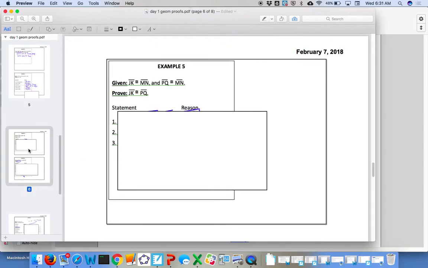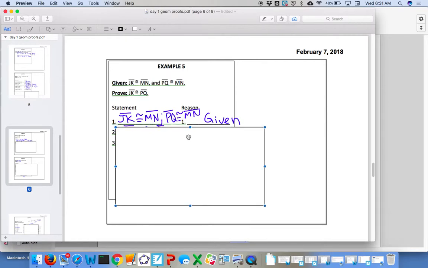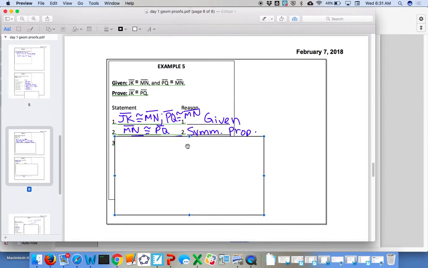All right, so example number 5, we know that JK is congruent to MN and that segment PQ is congruent to MN, and we need to prove that JK is congruent to PQ. So we've got our given, and again, I personally like to give all of the given at once. And then we can use symmetric property because the MNs are matching, and that lets us put the JK and the PQ together.